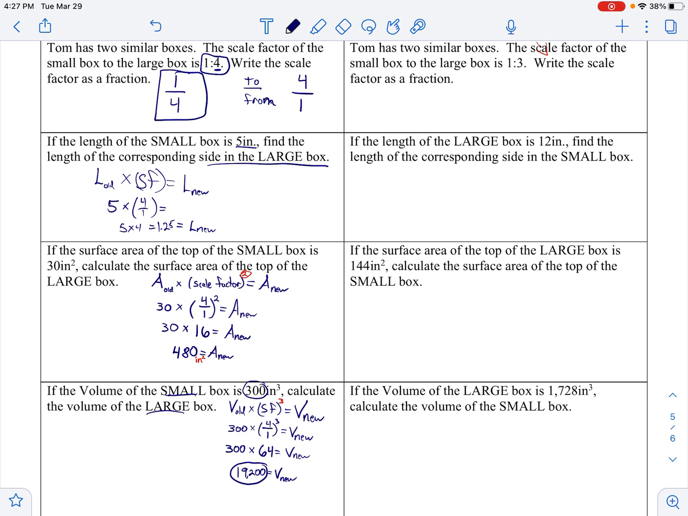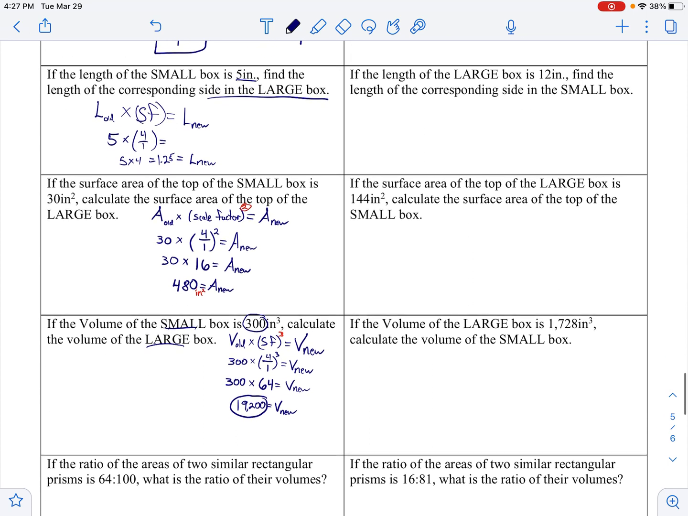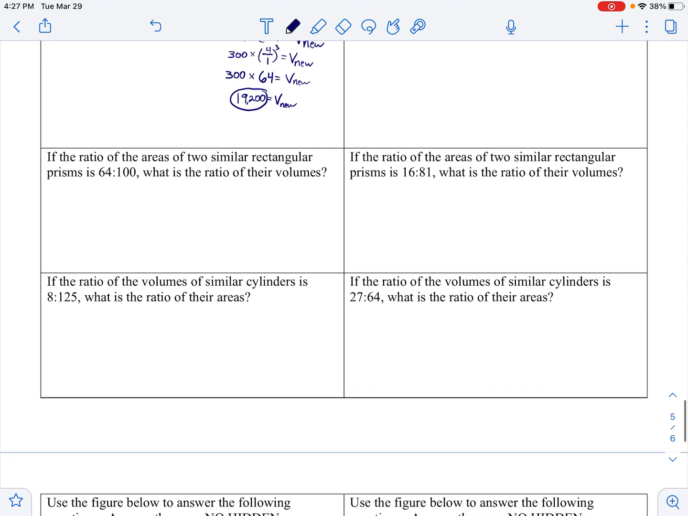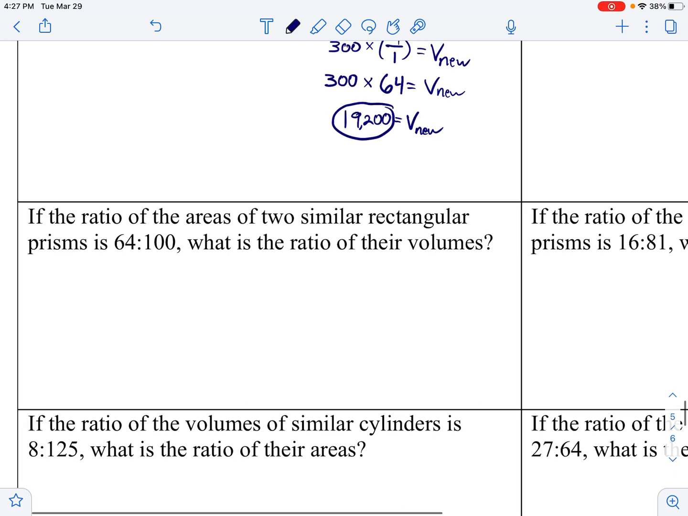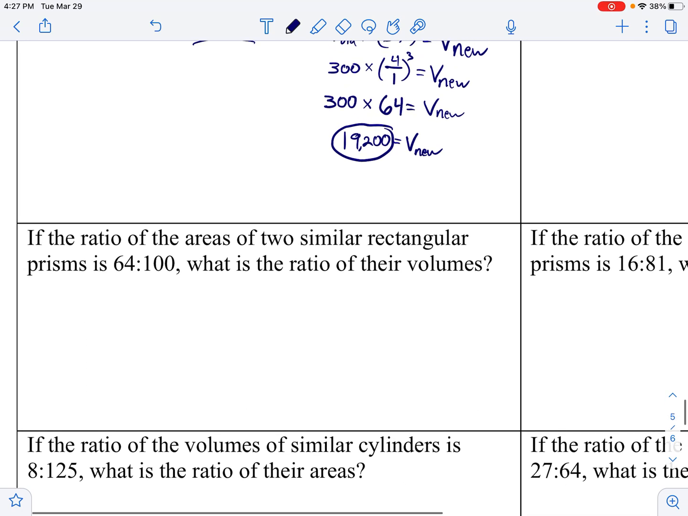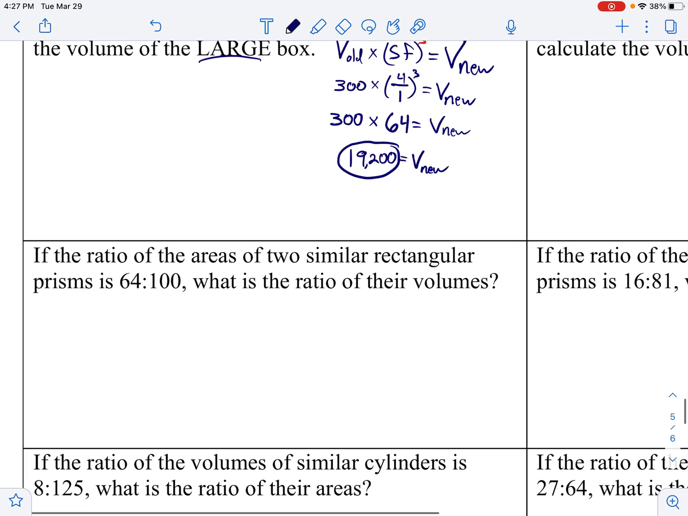Even though the scale factor doesn't look like it should be that different, our volumes are going to be quite different. And these two, these are my favorites. So buckle up. We're not introducing anything new necessarily, but we're going to use the equations that we have a little creatively. So if the ratio of the areas of the two similar rectangular prisms, my boxes, are 64 to 100, what's the ratio of their volumes?